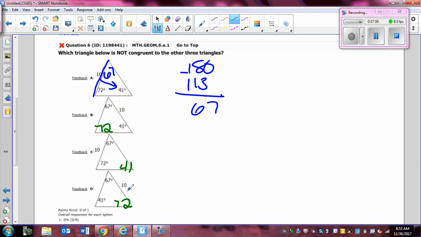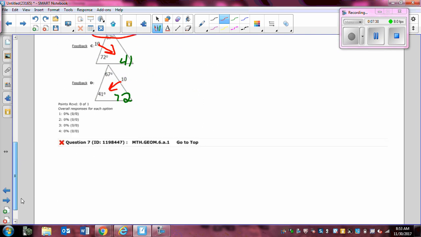Okay, so let's look at the 10s. Is there another one? This 10 is opposite the 72. It has to be on the correct side. So the 10 is opposite the 72, but this one's opposite the 41 degrees. This 10 is opposite the 41 degrees, and this 10 is opposite the 41 degrees, actually. So the only one that is not congruent is the one that is not opposite the 41 degrees. Perfect.